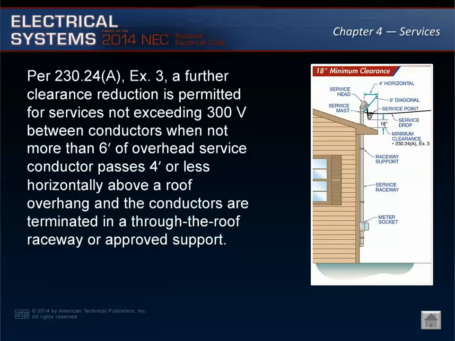Article 230.24(A) Exception 3: a further clearance reduction is permitted for services not exceeding 300 volts between conductors when not more than 6 feet of overhead service conductor passes 4 feet or less horizontally above a roof overhang and the conductors are terminated in a through-the-roof raceway or approved support. If both of these conditions are met, the minimum clearance can be reduced to 18 inches above the overhang portion of the roof only.